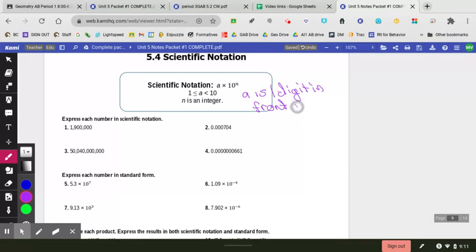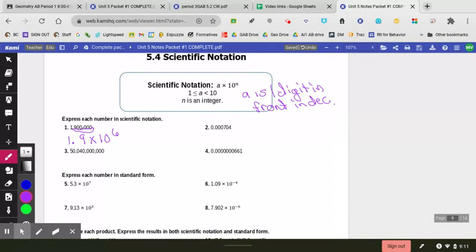So I need to write these in scientific notation. My decimal is currently at the end, so I need to move it in between the 1 and the 9. In that process, I'm counting places, not zeros. So I'm going to move it 3, 6. So this is 1.9 times 10 to the 6th.